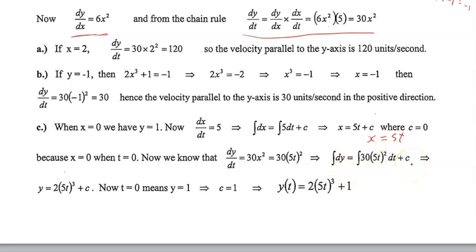Okay, and y equals 2 times 5t cubed plus c. Now t equals 0 means y equals 1. If I put 0 in there, I've got y equals 1. So x equals 0, y equals 1. Remember x was 5t. If that is all 0 and y is equal to 1, that implies c must be 1. And so y of t is 2 times 5t cubed plus 1.